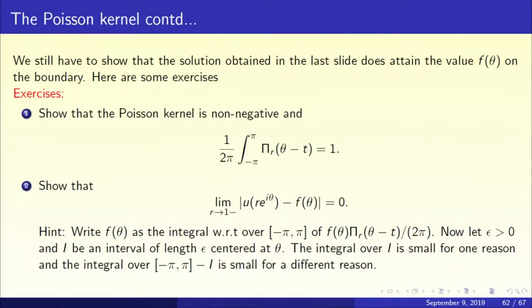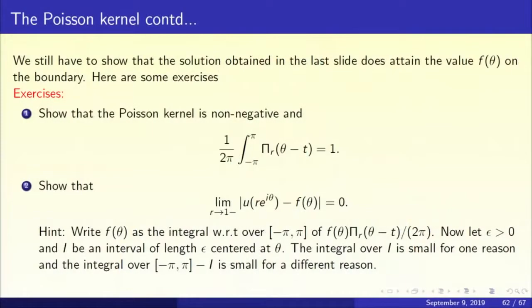So as I said, the Poisson kernel is non-negative. In the case of a Dirichlet kernel, we did an exercise: integral minus pi to pi D_n(t) dt was 1. The corresponding analog for the Poisson kernel is here: integral minus pi to pi 1 upon 2 pi P_r of theta minus t is equal to 1. And the second exercise is what I told you, that u of r e to the power i theta does indeed go to f of theta as r goes to 1.